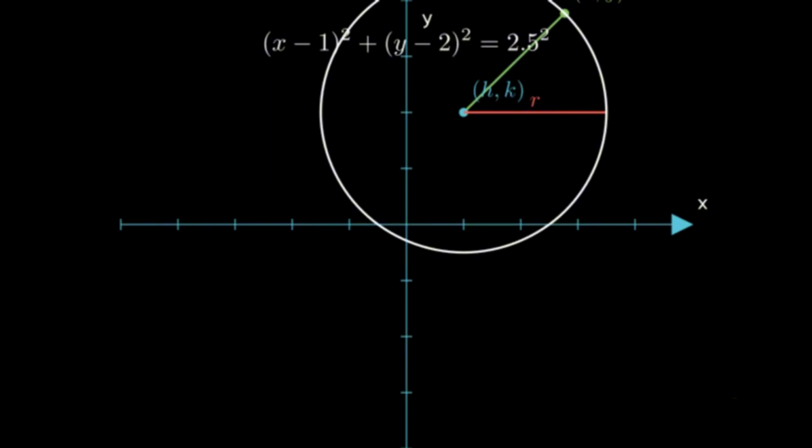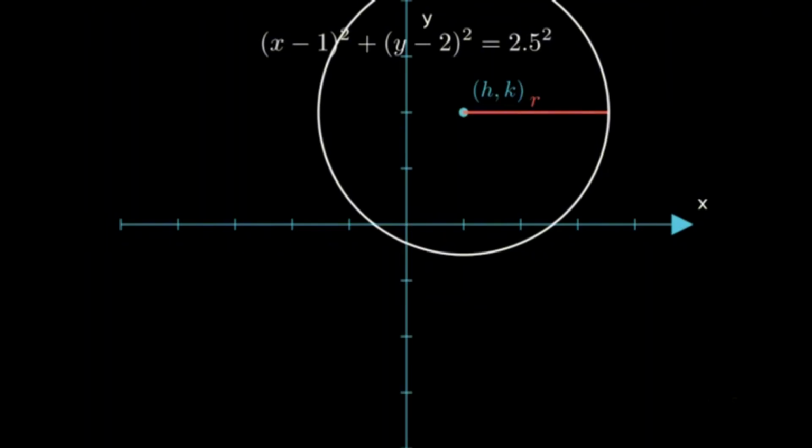Let's verify this with another point on our circle. If we take any point on the circumference and plug its coordinates into our equation, the result will always equal r squared. The beauty of this equation is that it works for any point on the circle. Whether we move clockwise, counterclockwise, or jump to any position on the circumference, the distance to the center remains constant at exactly r units.